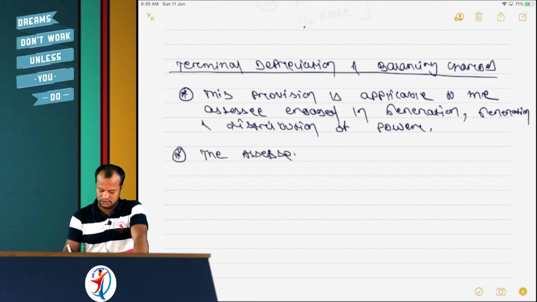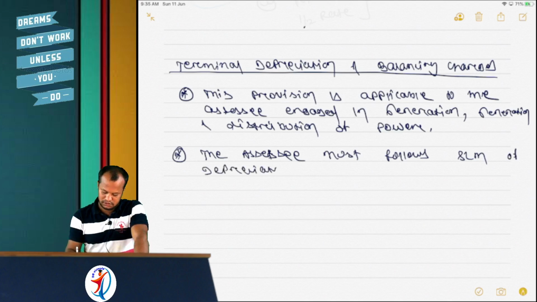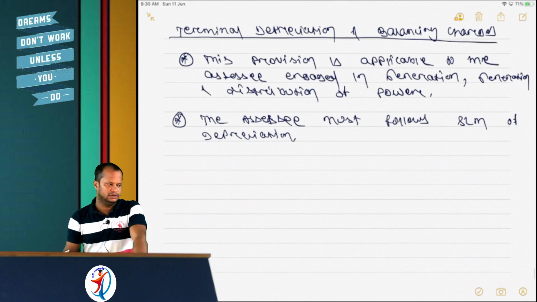The assessee must follow SLM, the straight line method of depreciation. In other words, if the assessee chooses WDV, then this provision is not applicable.